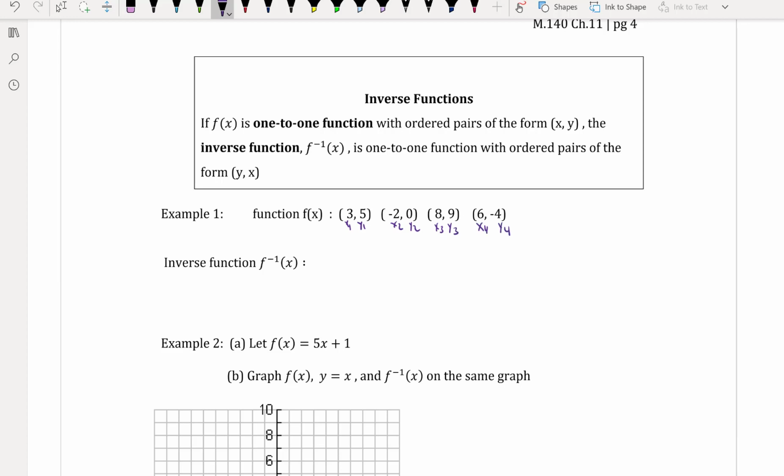So now the inverse function, that's what it's saying, would be kind of like the reverse of all my ordered pairs. So now it would be 5, 3. It would be 0, negative 2. And that would be 9, 8 and negative 4, 6. So that would be my inverse ordered pairs, okay?